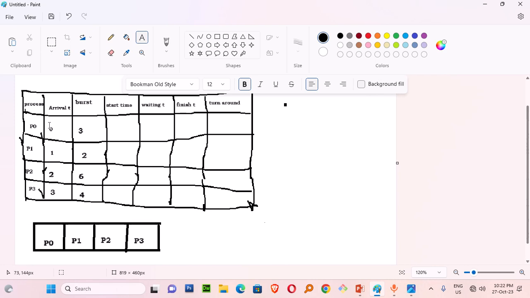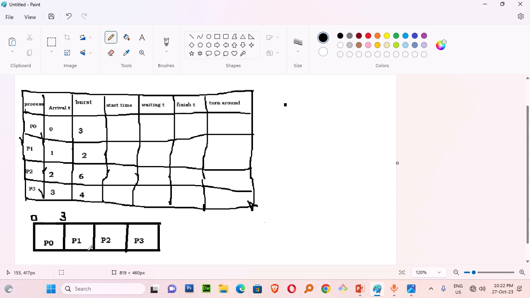When you look at the table above, the arrival time for P0 was 0. Which means P0 started at 0. So we shall write here a 0. Let's say P0 here started with a 0. And then you see that P0, the burst time, it ended at 3. So which means its line here for P0 is a 3.